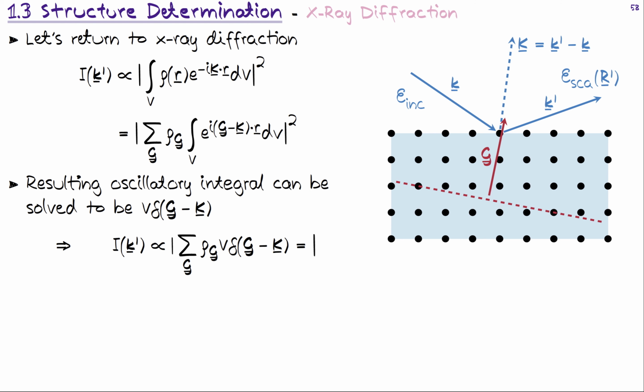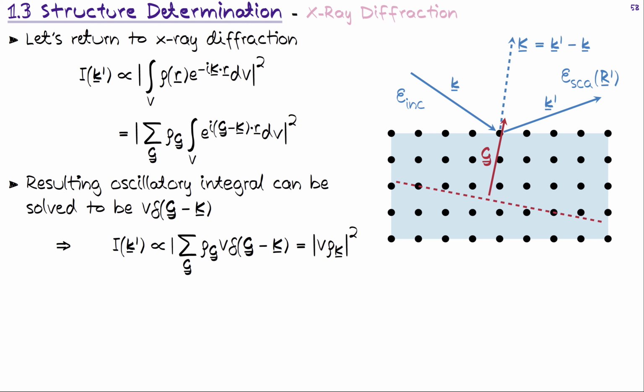Basically, we see that this delta function G minus K is just picking out specific G values that equal the capital K, the scattering vector. So the irradiance we are measuring in a given direction is proportional to the volume from which we are getting the signal, times the Fourier coefficient rho_K of our electron density. And now we see that there is already a physical interpretation of the diffraction peak, because we are seeing a contribution of only a given Fourier coefficient in the signal that we are measuring.